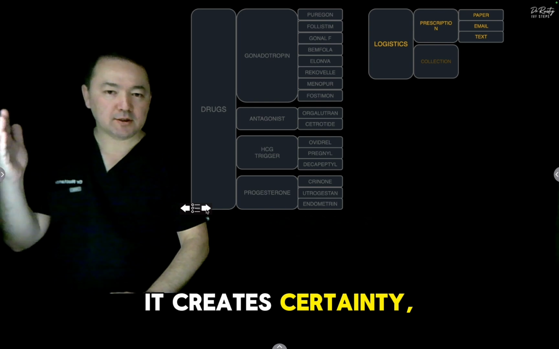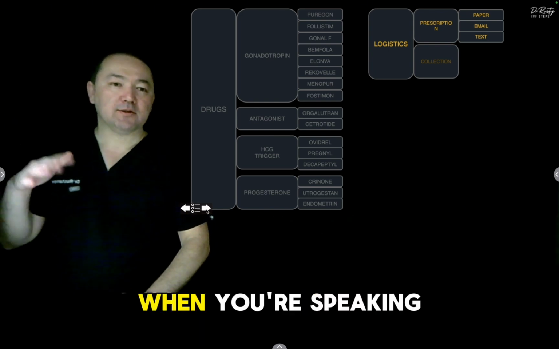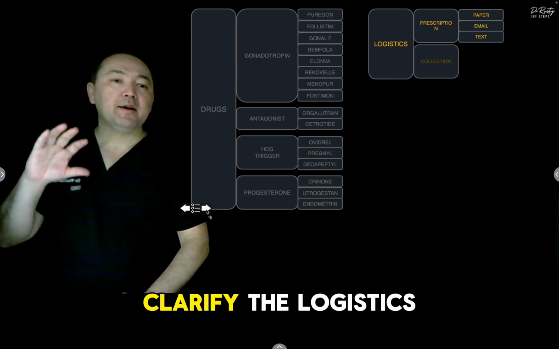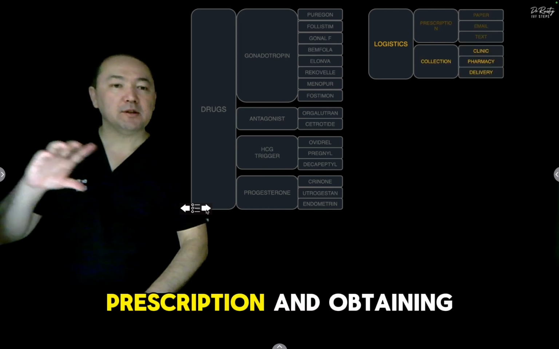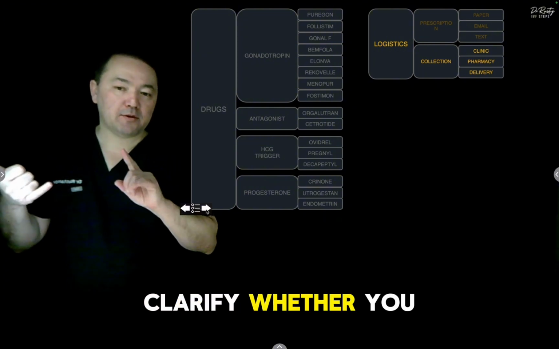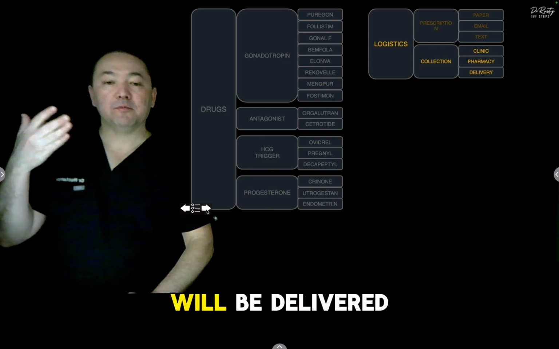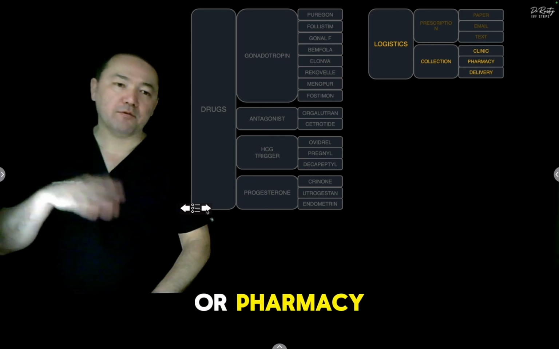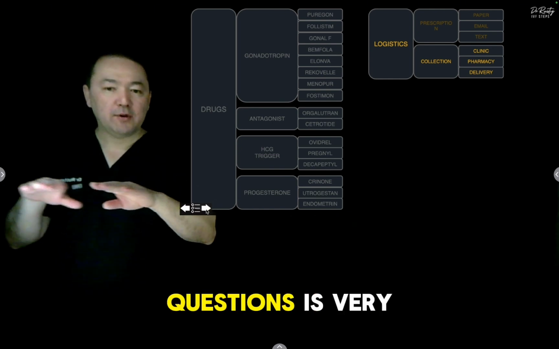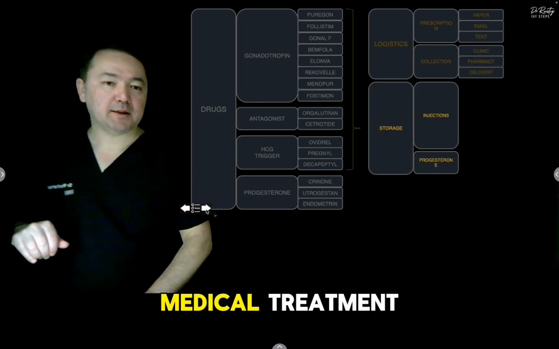It creates certainty, so you won't be uncertain and unclear about your drugs. When you're speaking to the nurses or your specialists, you really need to clarify the logistics of obtaining the prescription and obtaining the drugs. In terms of collection, you need to clarify whether you will be collecting the drugs from your IVF clinic or from a pharmacy, or whether they will be delivered to you by your IVF clinic or pharmacy. Elimination of all these little stressful questions is very important in IVF, so that when you start your IVF you can just focus on your medical treatment.